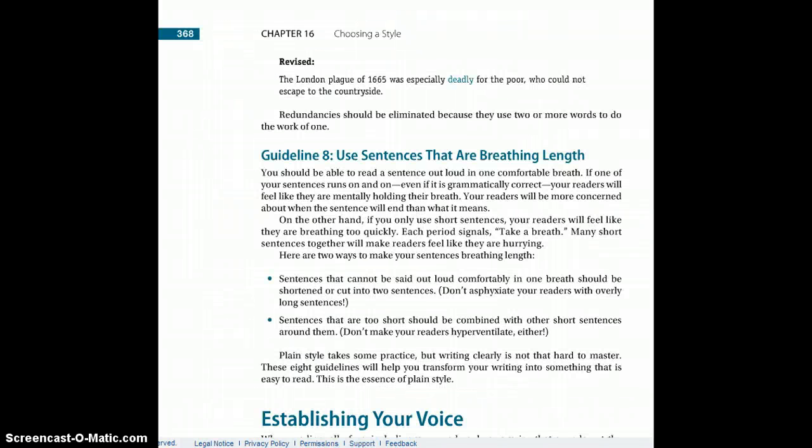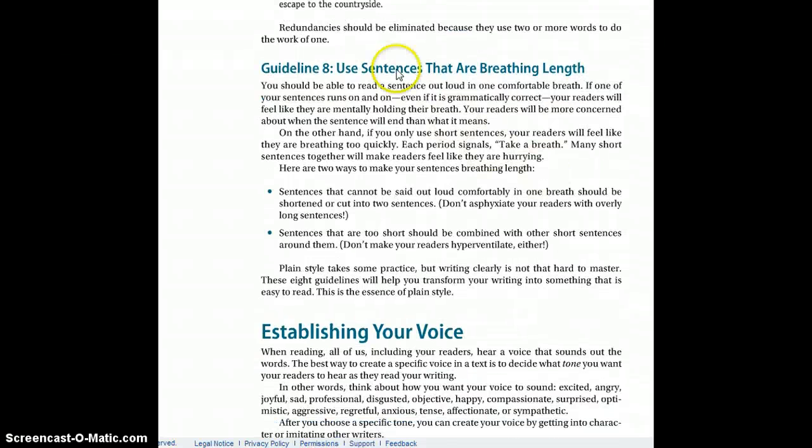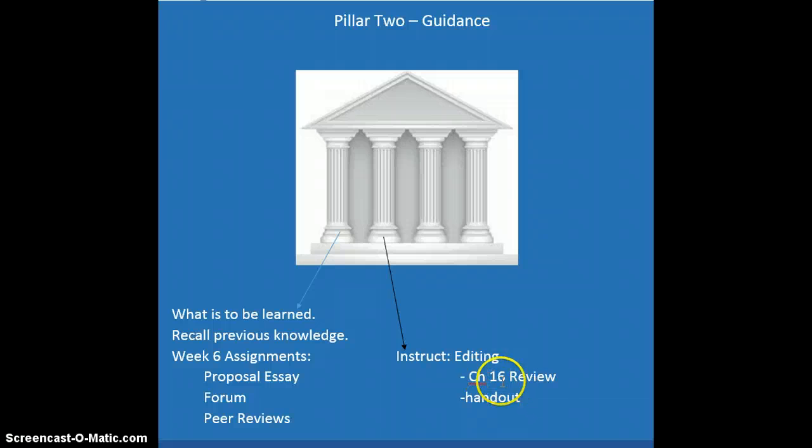Let's go to the next page and use sentences that are breathing length. You'll find in that South Dakota article that you're going to be revising in the forum that some of the sentences are not breathing length. So as you review Chapter 16, be thinking about how you can put those pieces into practice when you peer review your classmates' paper, and then also think about it when you're editing that South Dakota article that's in the forum.